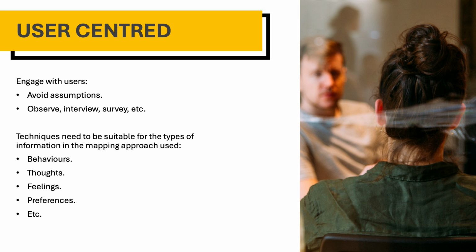It's also important that you're weighing up how suitable the types of information that you're gathering is to the mapping approach used. For example, if you want to know about physical interaction and emotion, will a survey be appropriate? Probably not. If you want to know about specific preferences, then a survey is probably better than observations. So choose your data gathering approach to fit the purpose.